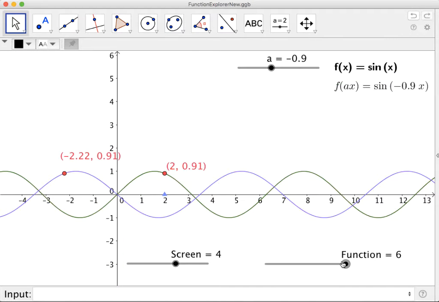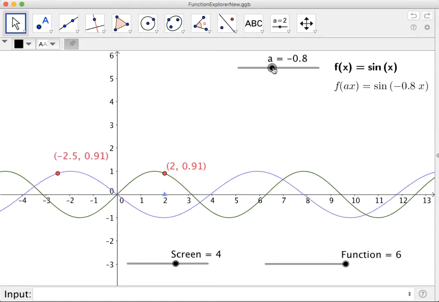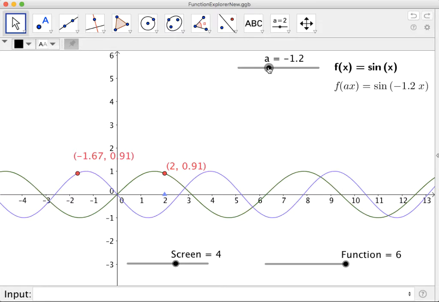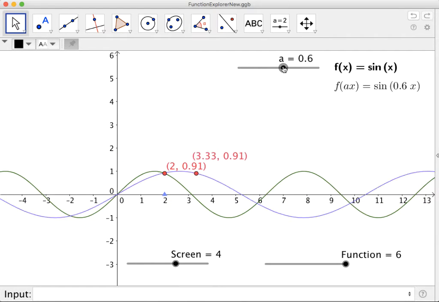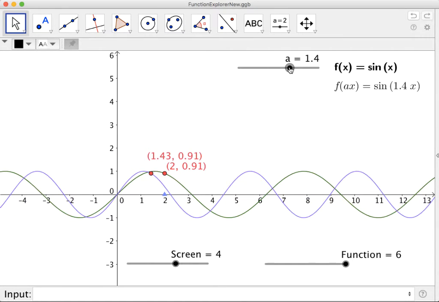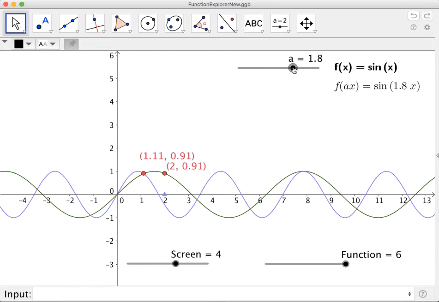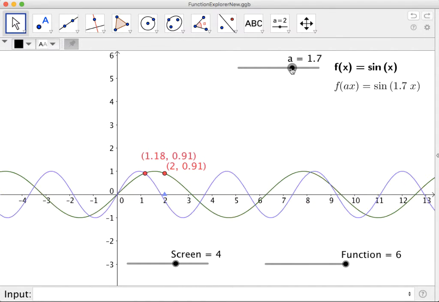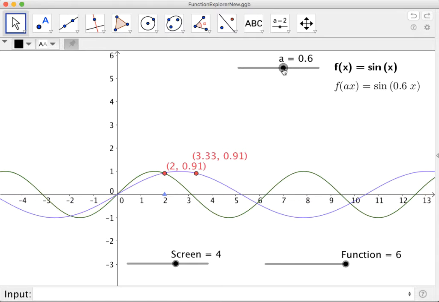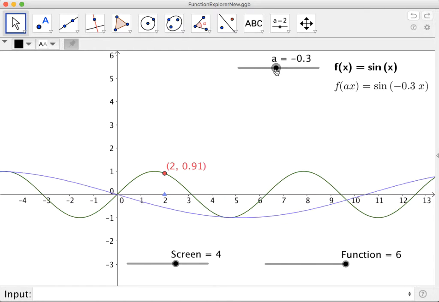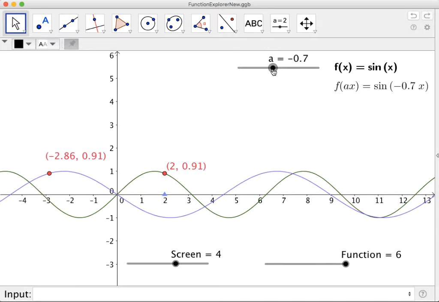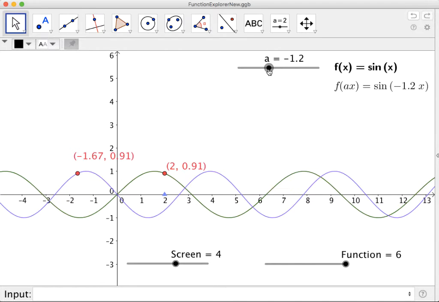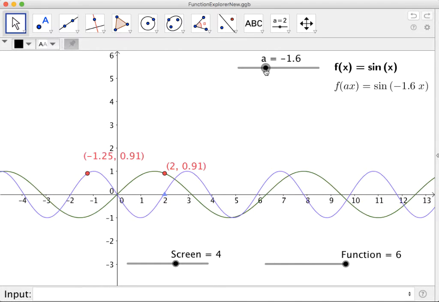And with the sine function, what you're seeing is it's changing the period. And so when a is, let's say, positive and greater than 1, the period of the function is getting smaller, so the function is narrower. And when a is between 0 and 1, the function is broader. And when a is negative, again, it just sort of spins it, but it has the same effect on the period depending on the absolute value of a.